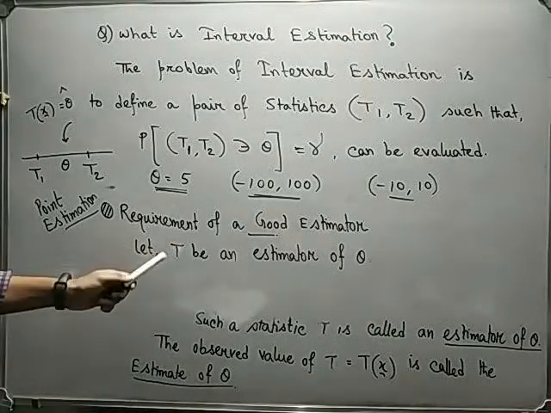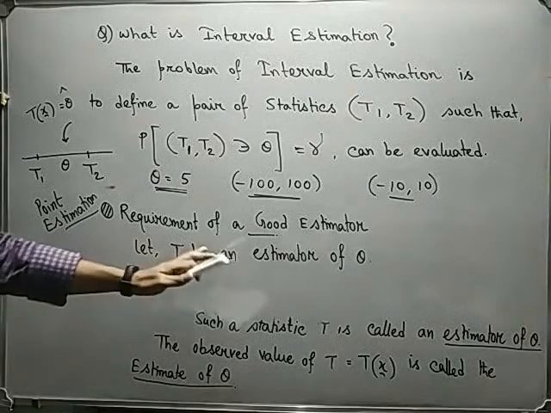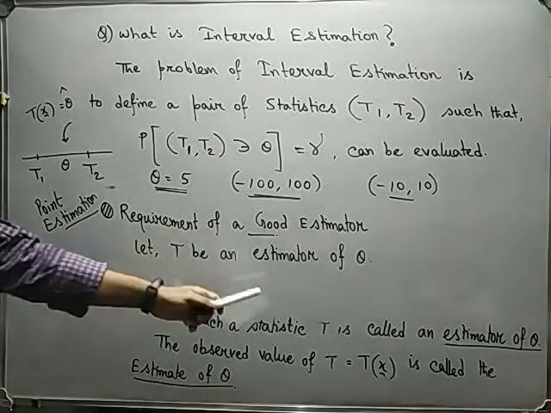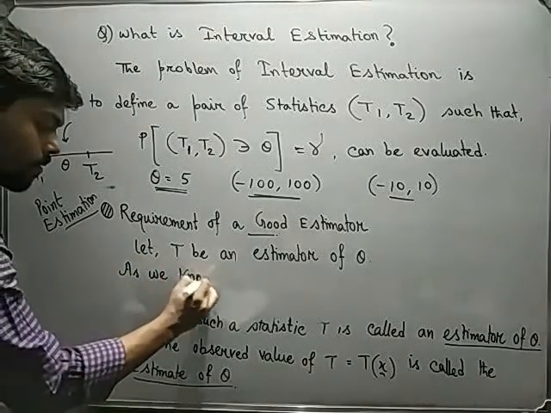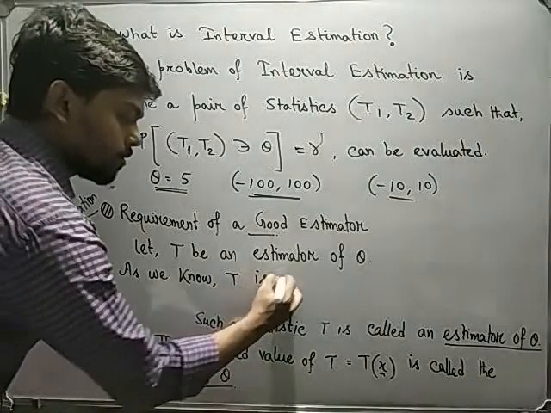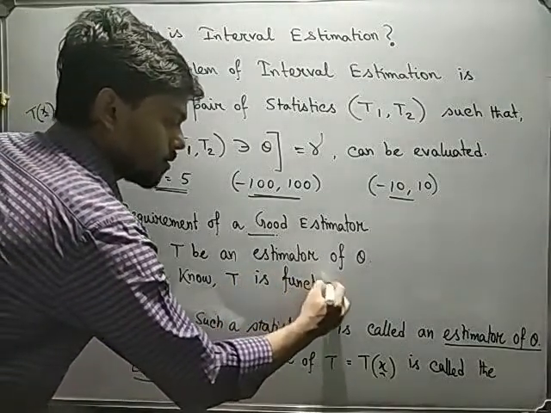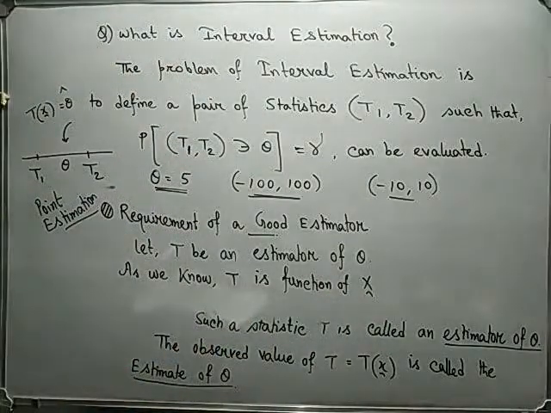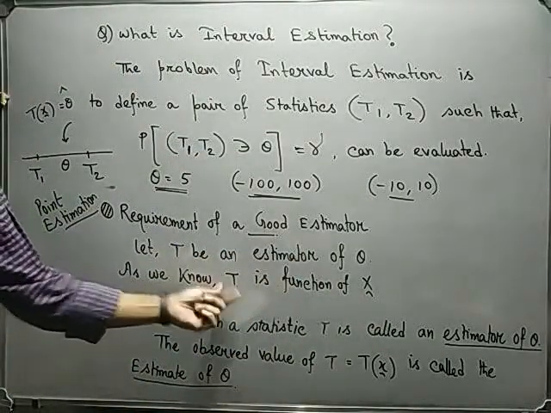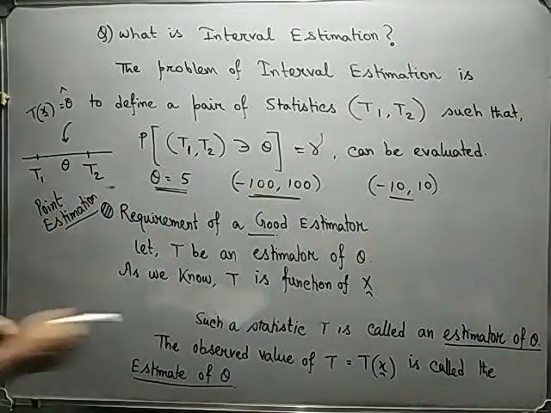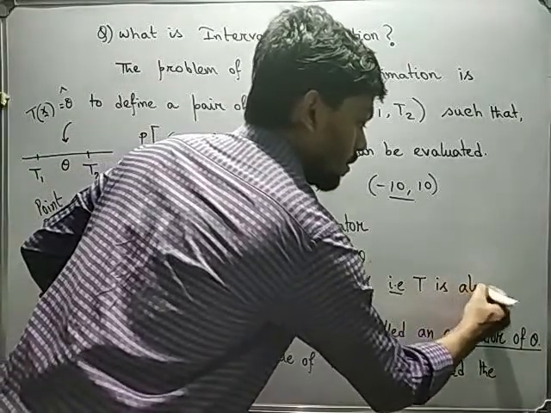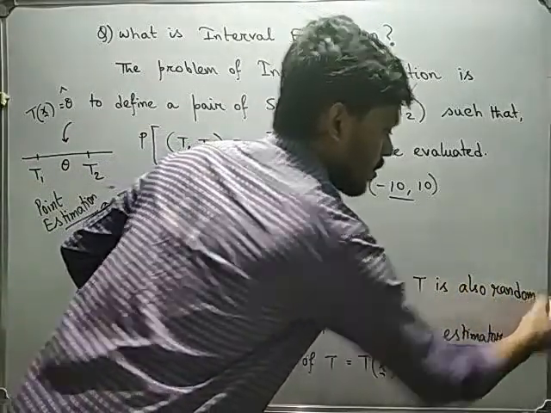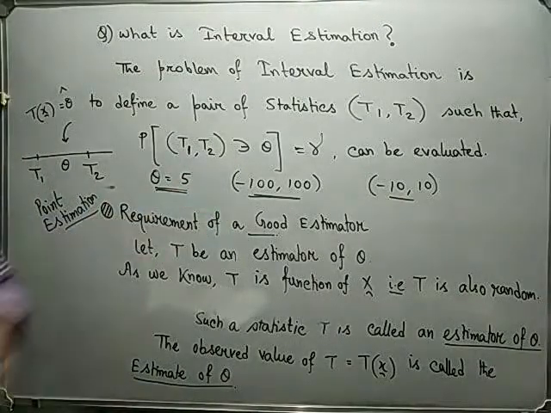As capital T is basically a function of capital X skull, and capital X skull is a random sample, capital T is a function of that random sample. So as we know, capital T is also random. A function of a random sample is always random.